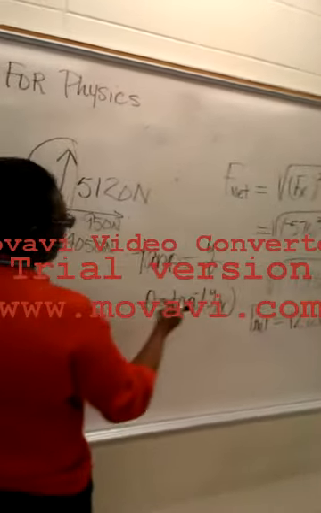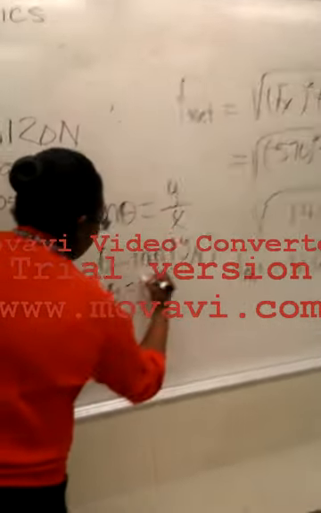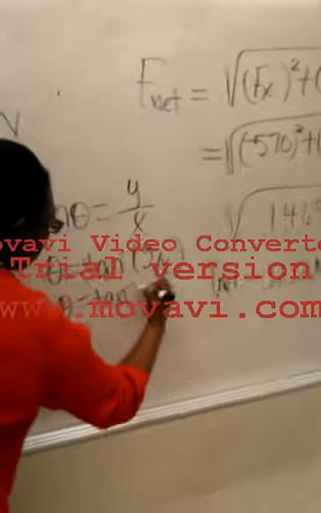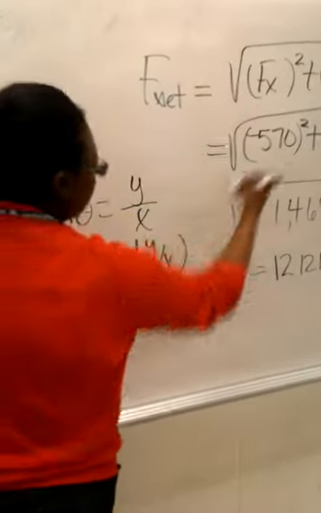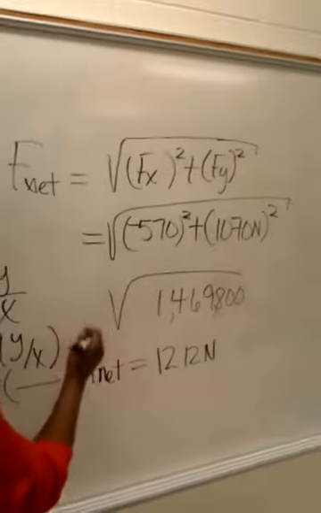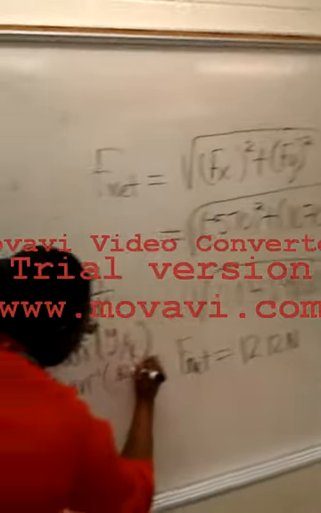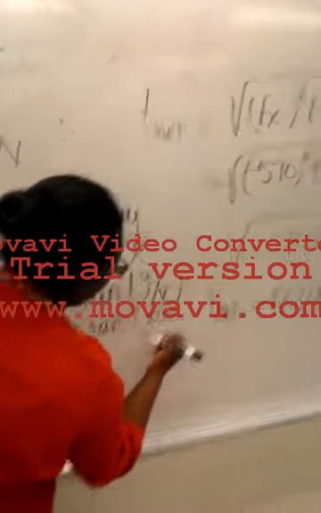So we knew what f of x is. F of x is negative 570, and we know that y is 1,070.